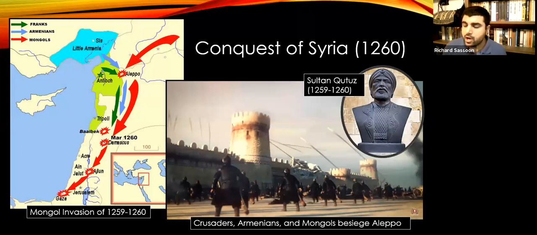And so Hülegü Khan brought together his Mongol troops, led by Kitbolka, who was a Nestorian Christian as well, in tandem with Cilician Armenia and the Crusader state of Antioch, led by Bohemond V. And all these three forces converged on the city of Aleppo, which was besieged and the population slaughtered.